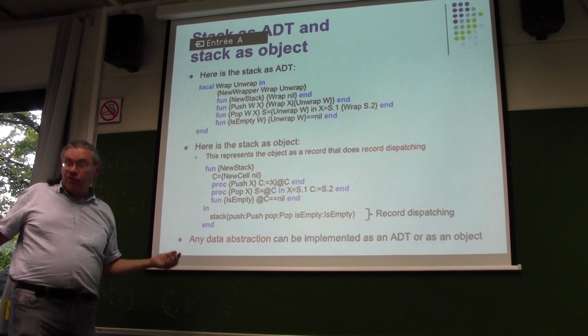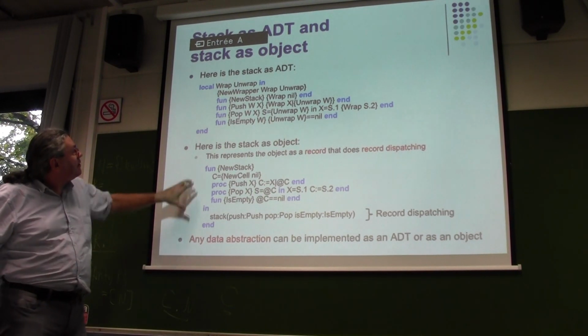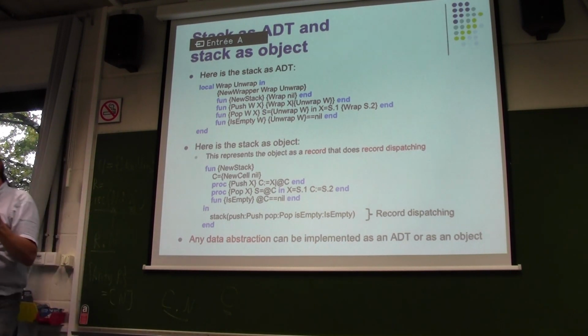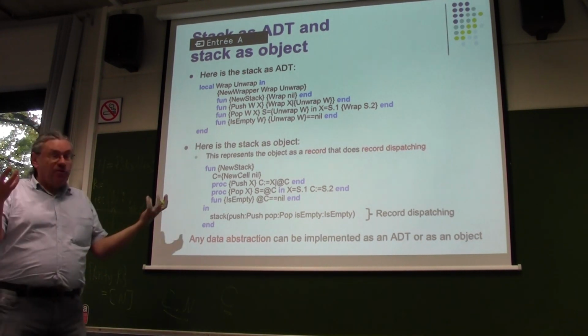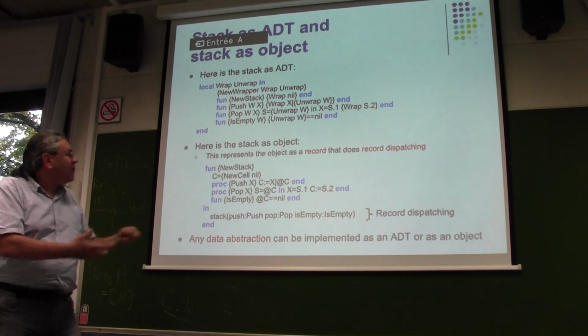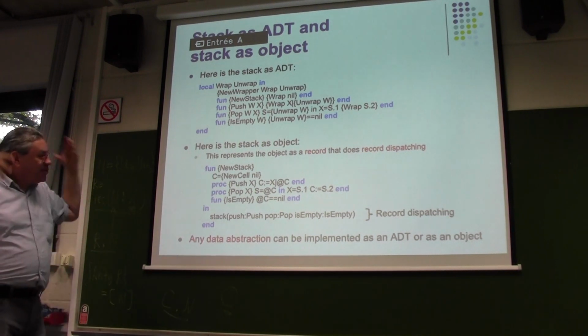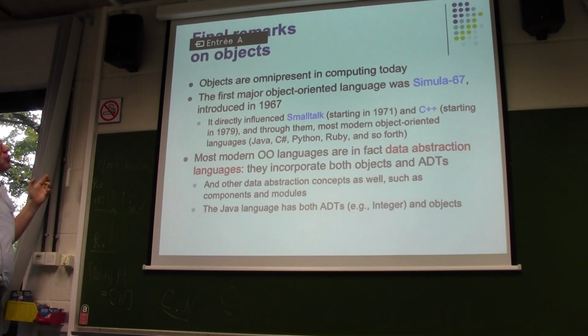Any data abstraction can be implemented either as an abstract data type or as an object. So for any data abstraction you can decide, I want it like this or I want it like this. Okay? Because either the things are together, the values and the methods, or they're separate. Okay? You can decide.